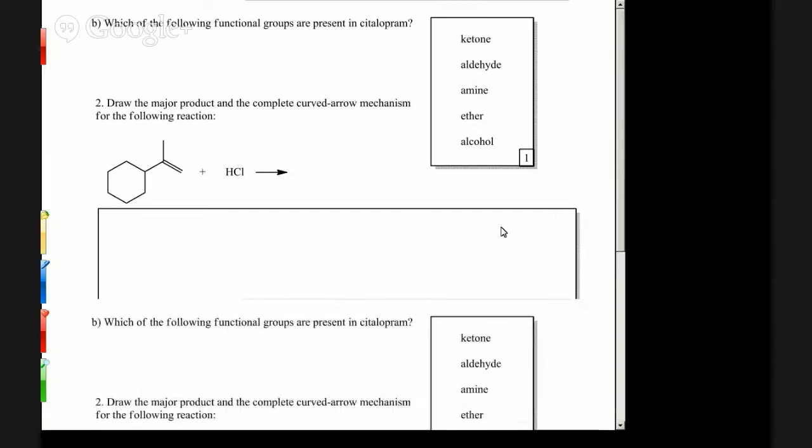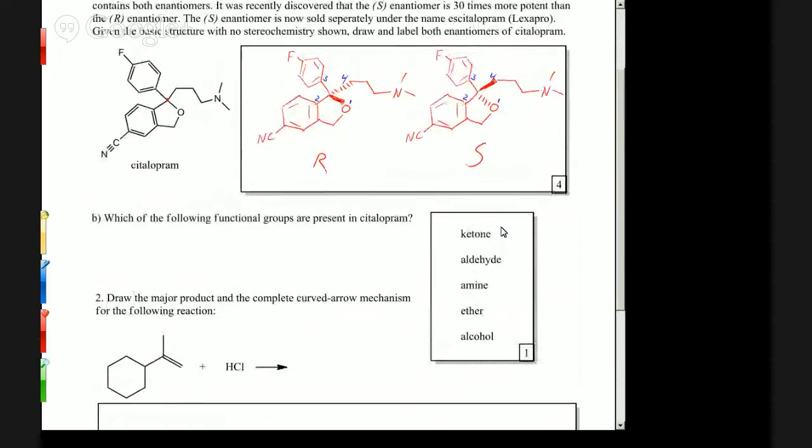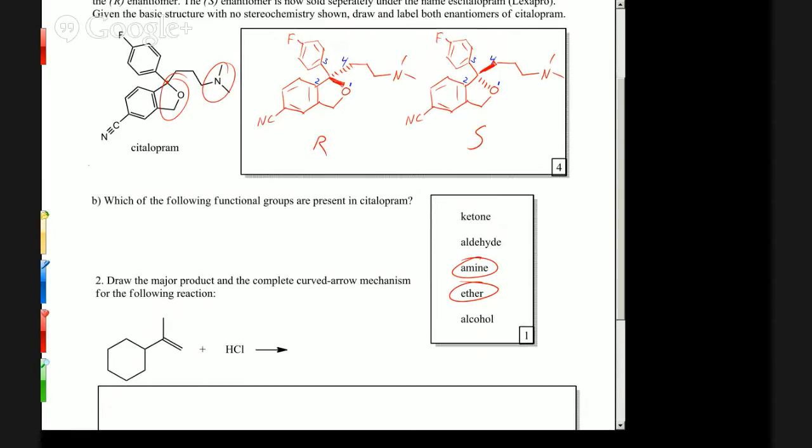Get excited for a second. All right, so what functional groups are present here? Yeah, amine, ether. So there's an amine there. This is an ether. Other functional groups: well, there's a fluorine, which is kind of functional, and then the CN, which is called a nitrile. We didn't talk about those. Do you have to circle them on the diagram? No.